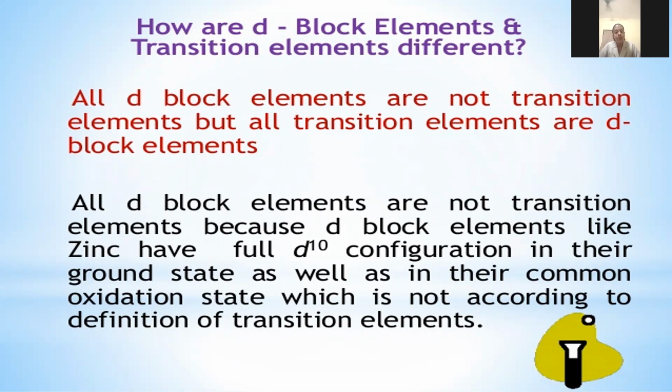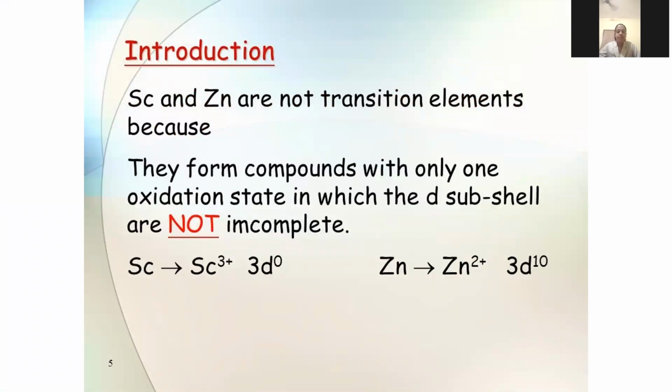So all the d block elements are not transition elements, but all the transition elements belong to the d block. Scandium and zinc are not transition elements because they form compounds with only one oxidation state in which the d subshells are not incomplete. That is, in the case of scandium, when converted to Sc3+, it has 3d0. And in the case of zinc to Zn2+, it has completely filled d orbitals as 3d10.